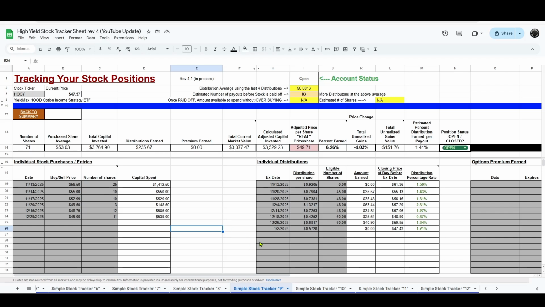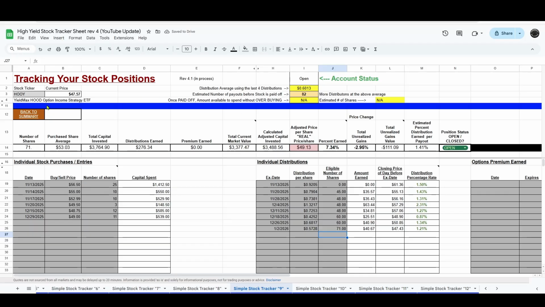But we do get to enter in that distribution as well on HUI. And how many shares do I get to count? Well, anything before January 2nd, and all of my purchases are before that. So I get to enter in a full 71 shares for this distribution. And that real price per share of $49.71 now becomes $49.13.